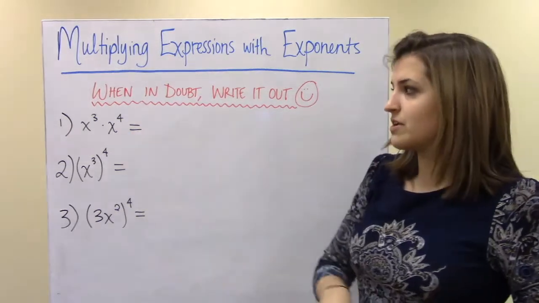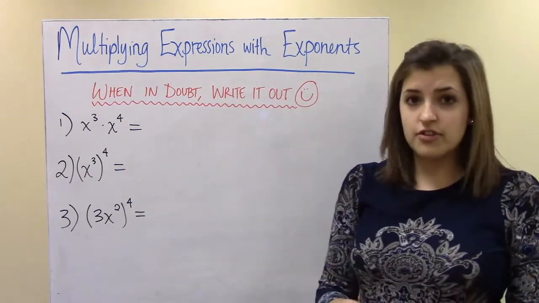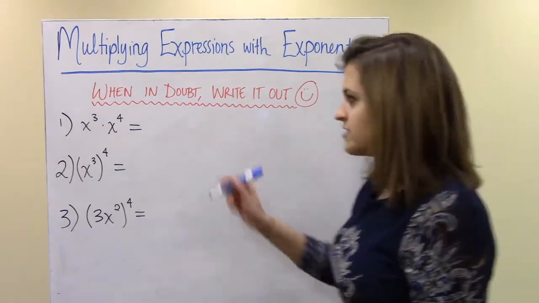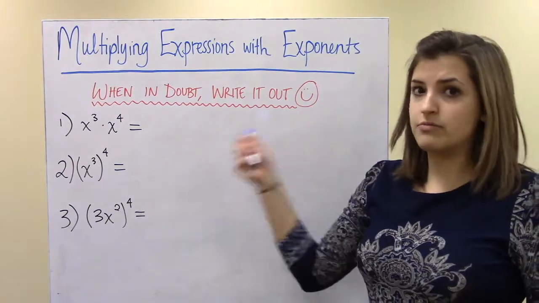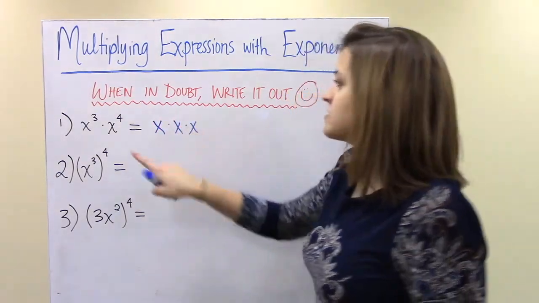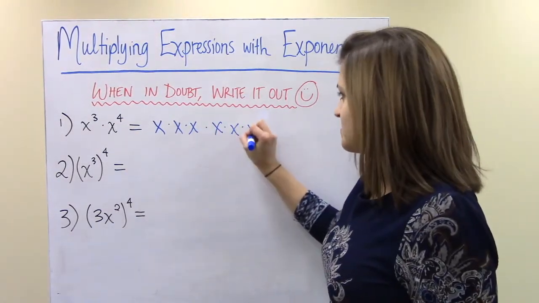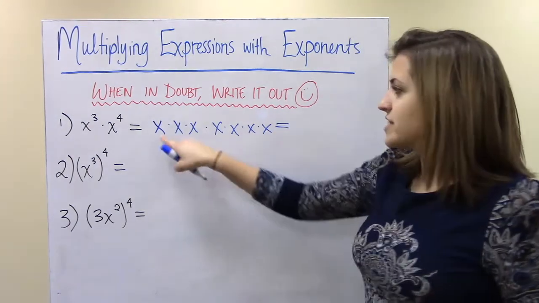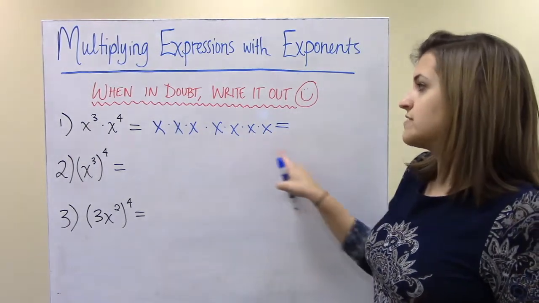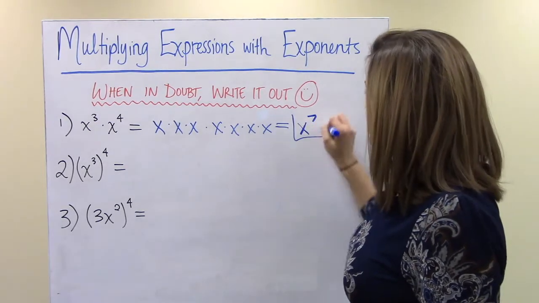Our first example here is x to the 3rd times x to the 4th. So x to the 3rd we know is x times x times x. So when in doubt, write it out. I'm going to write out the whole thing. x times x times x times x to the 4th, which is x times x times x times x. And you can see this as 1, 2, 3, 4, 5, 6, 7 x's. So my answer is x to the 7th.